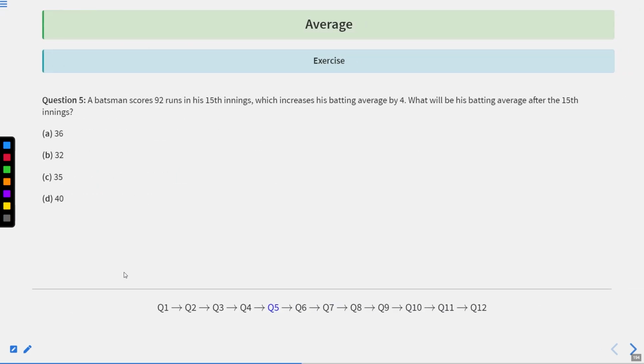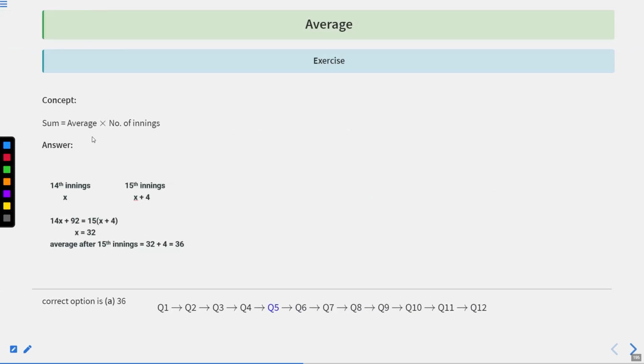Moving on to problem number 5. A batsman scored 92 runs in his 15th inning. So a batsman who has been playing a lot scored 92 runs in his 15th inning, which is a very good score, and it increases his batting average by 4. So his new batting average after the 15th inning is increased by 4. So what will be his batting average after the 15th inning?